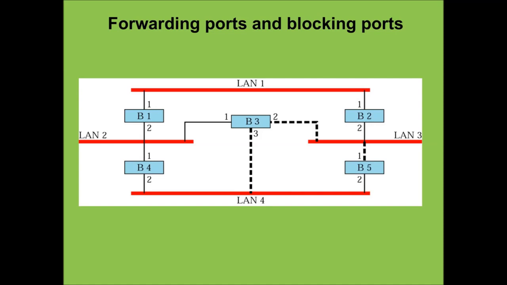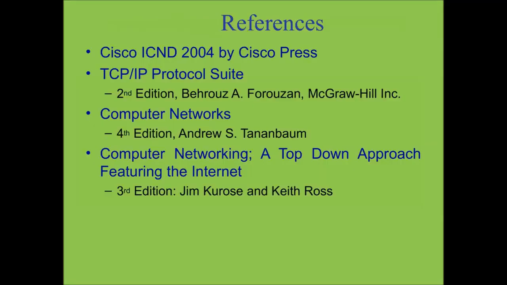Forwarding ports and blocking ports. We have again the same scenario. We have four LANs: local area network 1, local area network 2, local area network 3 and local area network 4, and we have five different bridges: bridge 1, bridge 2, bridge 3, bridge 4 and bridge 5. In the previous slide we learned that bridge 1 is the root bridge and all other bridges are non-root bridges, and you can see the path between bridge 3 and LAN 3 as well as bridge 3 and LAN 4. This is shown in dash line, and port number 2 and port number 3, which are forwarding ports of bridge 3, are being blocked by STP, and hence we can control the looping issue in a specific networking scenario.